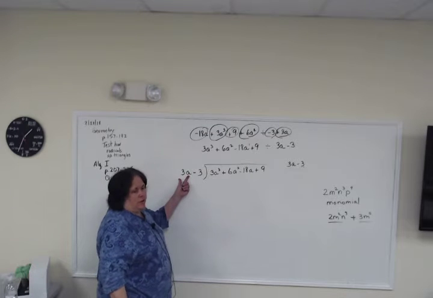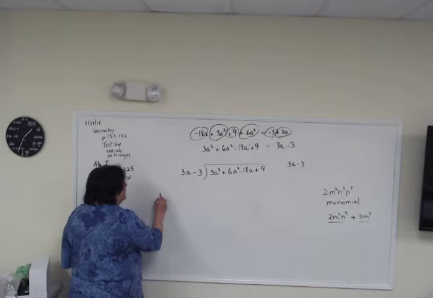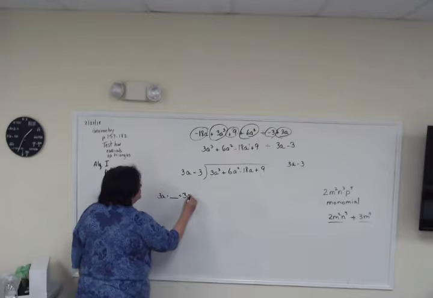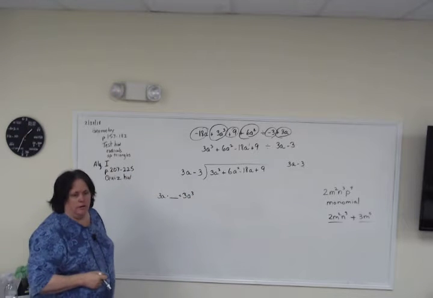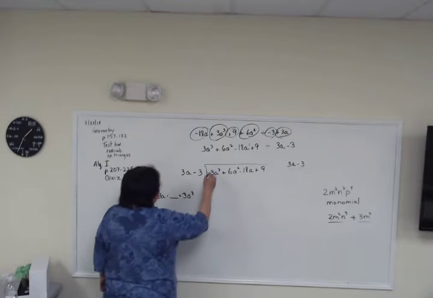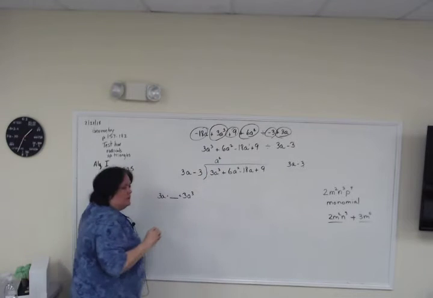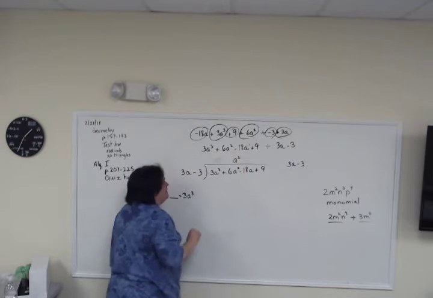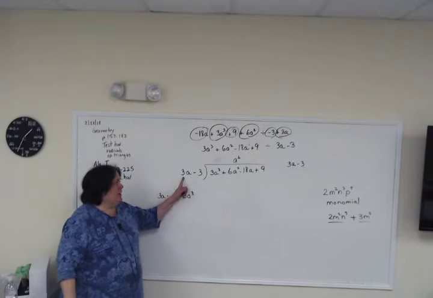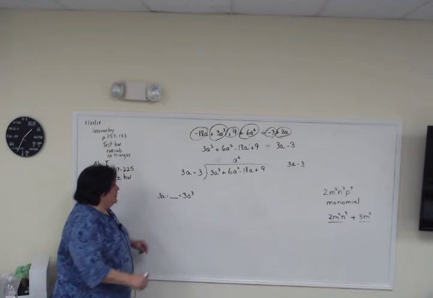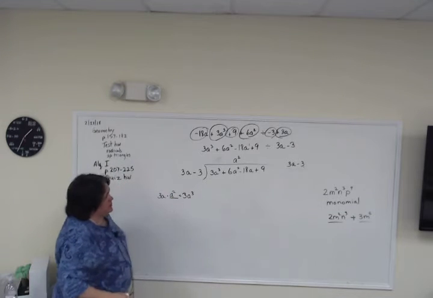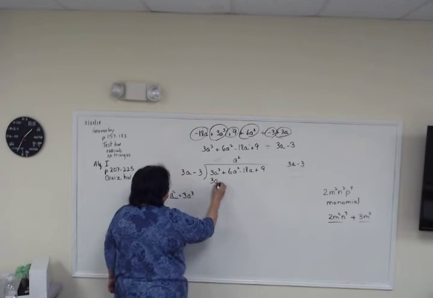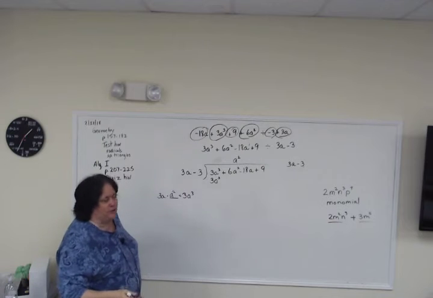Now, I ask myself, how many 3a's are in 3a cubed? 3a times what equals 3a cubed? A squared. Aren't you supposed to put it over this 6? Yes, thank you. You see that, Maddie? We always say 3a times what equals 3a cubed? 3a times a squared. So we have a squared. Now we're going to multiply. A squared times 3a is going to be 3a cubed. That always has to be, or we didn't do it right.